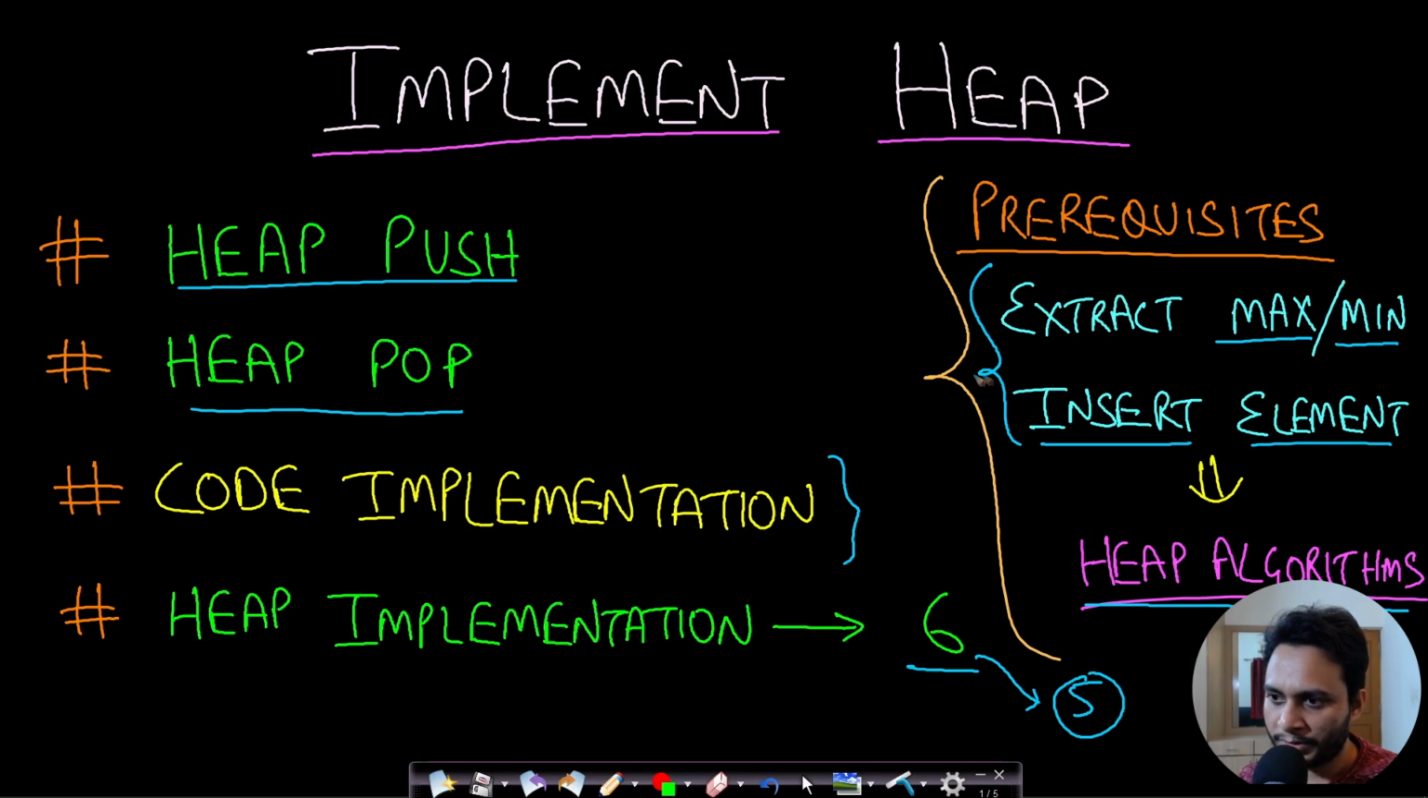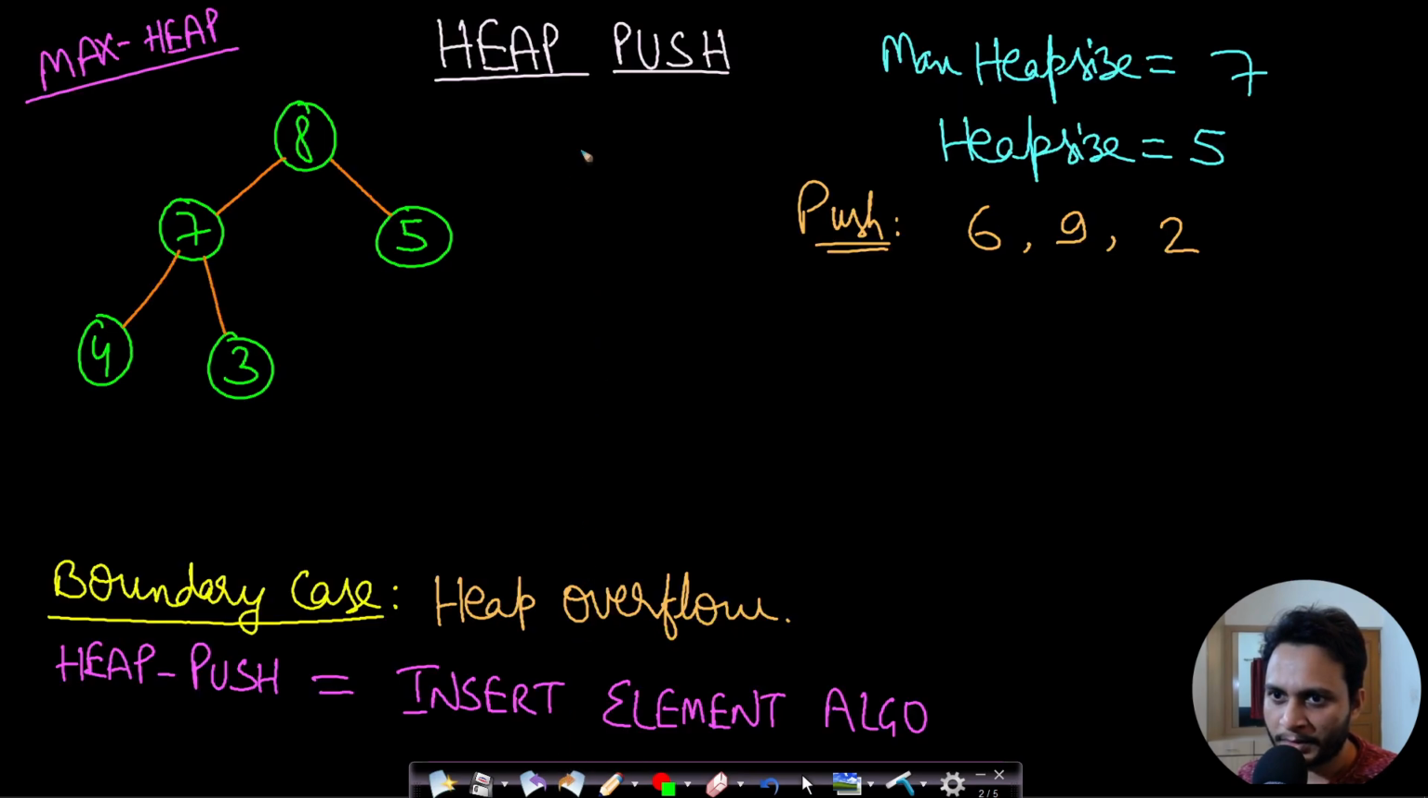Now I hope you already know this. So let us continue with the implementation of heap. Now in this case I will be showing you how to do heap push as well as heap pop. Now what is heap push? Heap push is equivalent to inserting an element. So by heap push we mean that we want to insert an element into the heap, right?